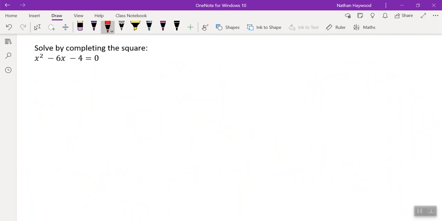Let's solve by completing the square. So first step, what was it? What do we do with the negative 6 thingy? We divide it by 2. Very good.